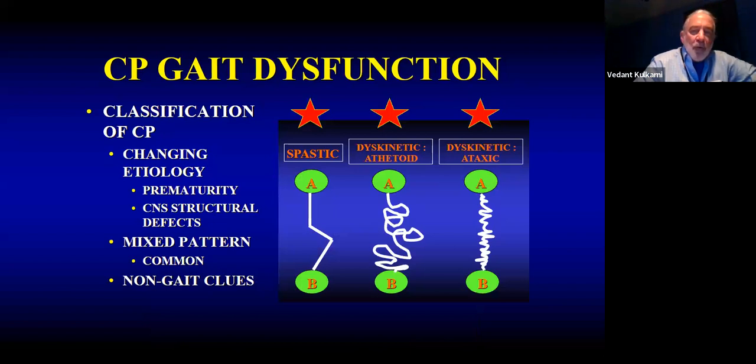So I told you there were 4. I've described 3. The 4th may actually be the most common, and that's the mixed pattern. The more sophisticated you get with your examination, the more of these findings that you will see. And so we frequently end up saying, well, this patient is primarily spastic, but has a small athetoid component, for example. And as I mentioned earlier, there are non-gait clues. How do they start? How do they stop? How do they turn? How do they get up out of the chair or off the floor? And how are they when you examine them on the plinth?